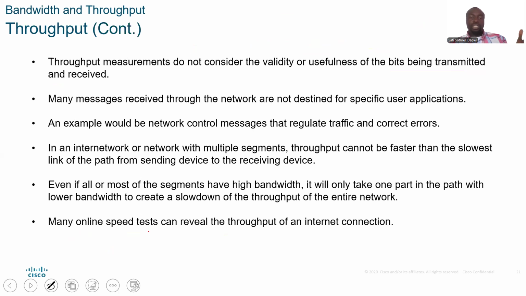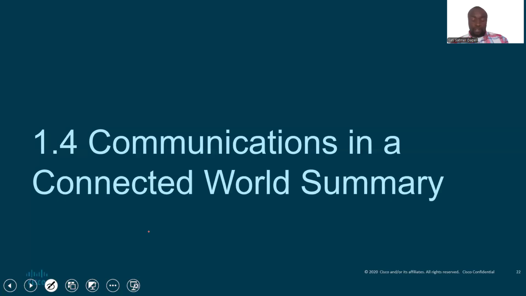Many messages received through the network are not destined for specific user applications. An example could be network control messages that regulate traffic and correct errors. And, in an internetwork or network with multiple segments, throughput cannot be faster than the slowest link of the path from the sending device to the receiving device. So even if all or most of the segments have high bandwidth, it will only take one part in the path with lower bandwidth to slow down the throughput of the entire network. Many online speed tests can reveal the throughput of an internet connection.